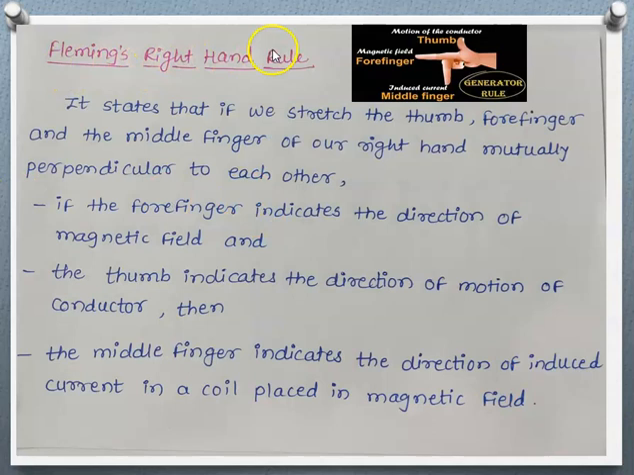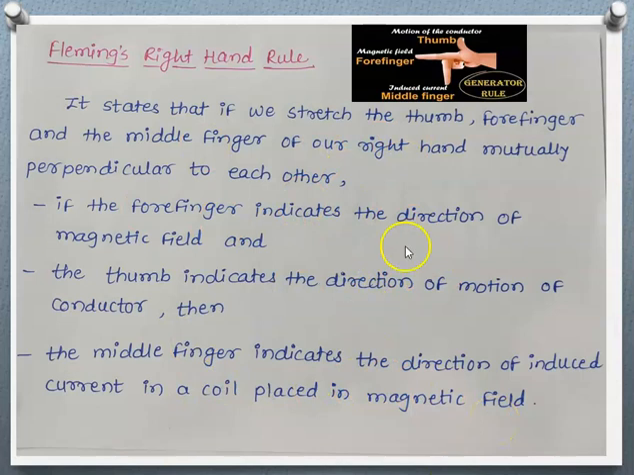Fleming's right hand rule states that if we stretch the thumb, forefinger and middle finger of our right hand mutually perpendicular to each other, then if the forefinger, that means the index finger, indicates the direction of magnetic field and the thumb indicates the direction of motion of the conductor, then the middle finger will indicate the direction of induced current in a coil placed in a magnetic field.